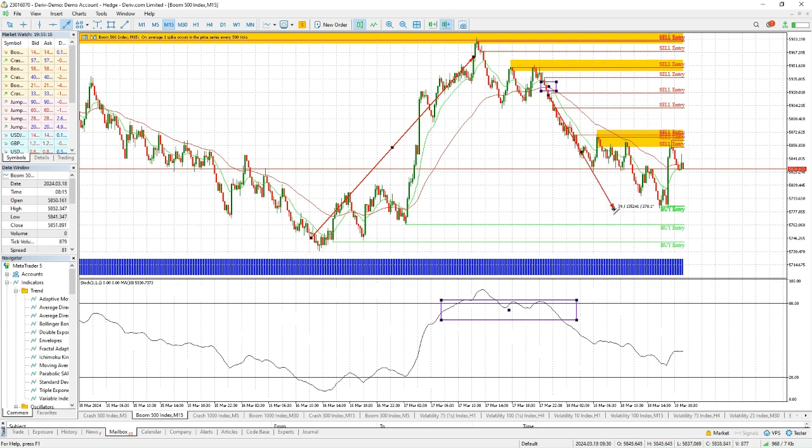And you can see that from the main entry all the way down to this zone, that's a lot of pips, guys. And right here, you can clearly see that the black line was now in our 80 level.